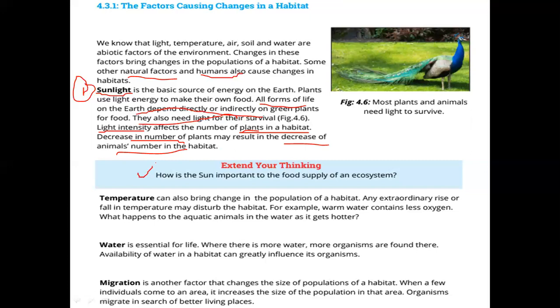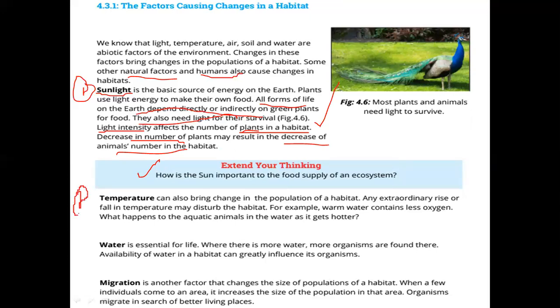So here is a question: how is the sun important to the food supply of an ecosystem? We have discussed how it is important here. So just think of the answer to this and write it down.